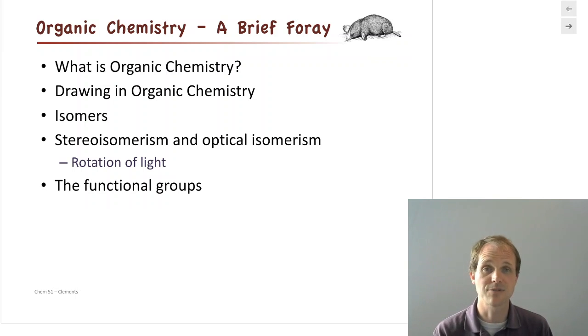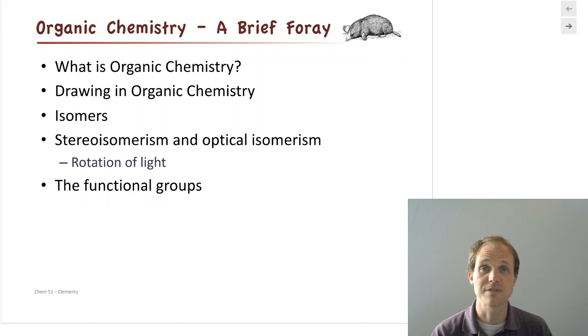We're going to talk about isomers, all these different ways we can arrange the molecules, some of which do stereoisomerism and optical isomerism, which do this funny thing called rotating light. And we're going to talk about the rotating light in excruciating detail, but don't worry, the excruciating detail is optional, but the other parts of it aren't.